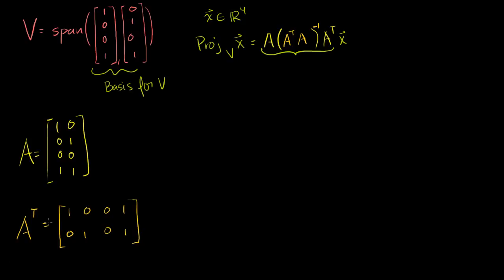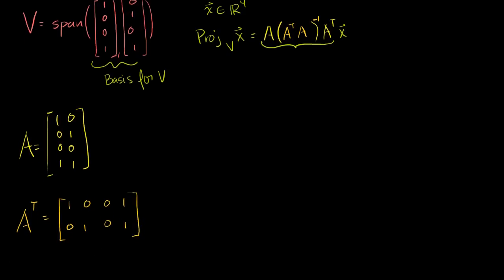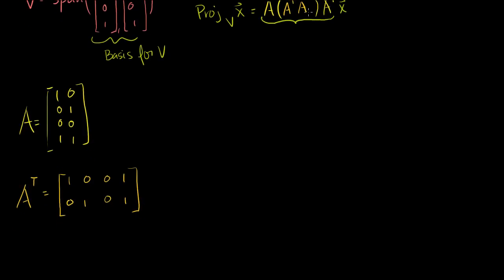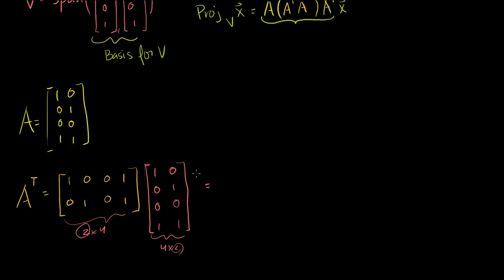Now, what's A transpose A? To figure that out, I want to figure out what A transpose times A is. So let me multiply A transpose times A. I'll rewrite A right here: 1, 0, 0, 1, 0, 1, 0, 1. This gives us some good practice on matrix products. This is going to be equal to what? Well, first of all, this is a 2 by 4 matrix, and I'm multiplying it by a 4 by 2 matrix. So it's going to be a 2 by 2 matrix.